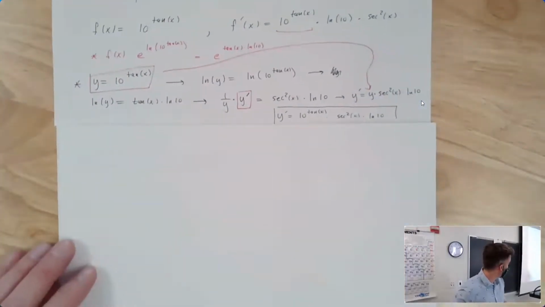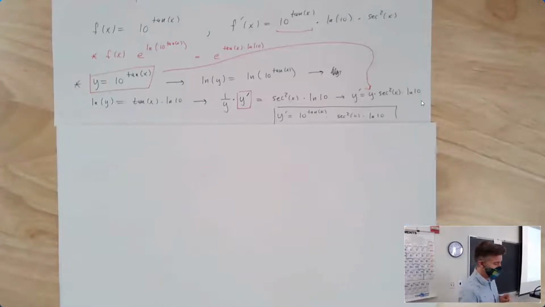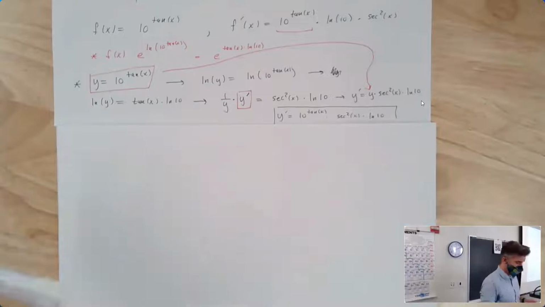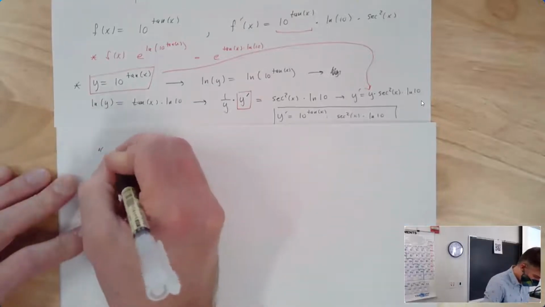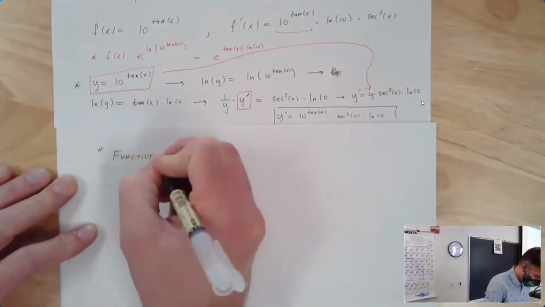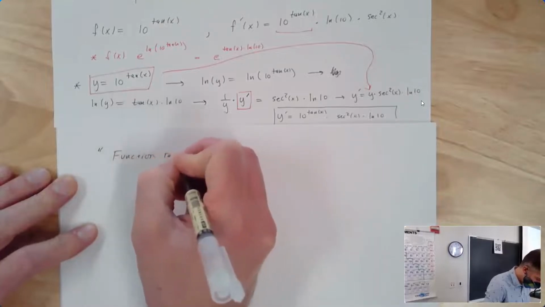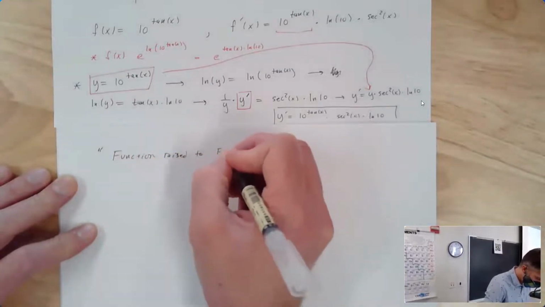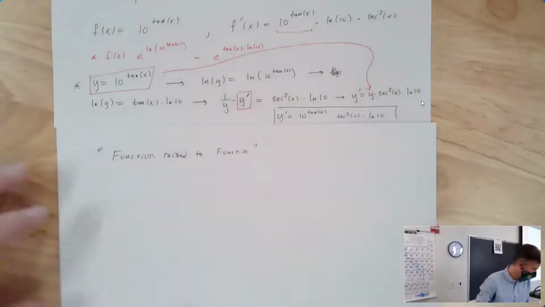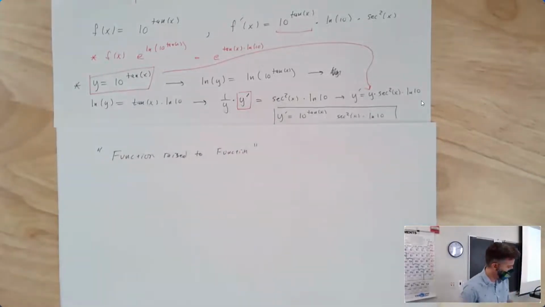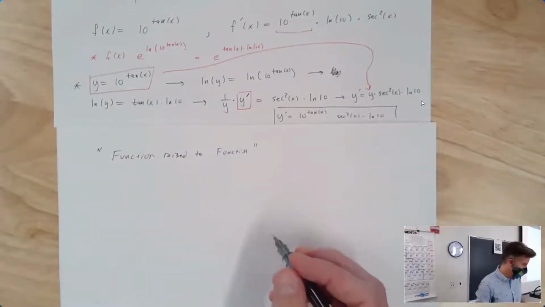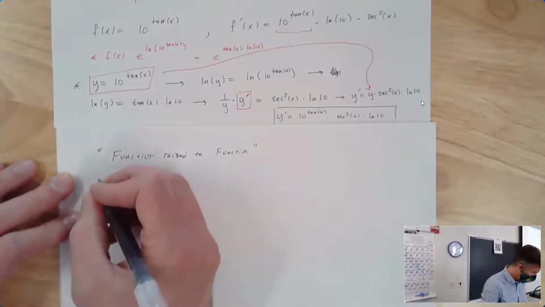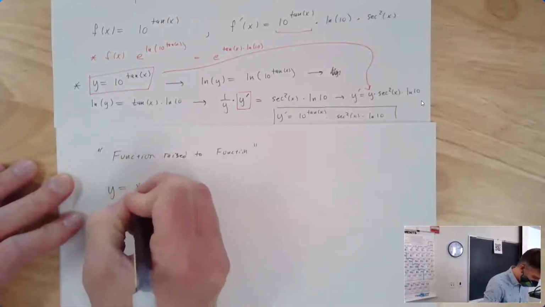So let's say instead of your base being a nice constant, you now have a function raised to a function. Let's say we want to find the derivative of, we always start with x to the x, but okay, fine. It's less exciting, but fine. We want to find the derivative of y equal to x to the x.